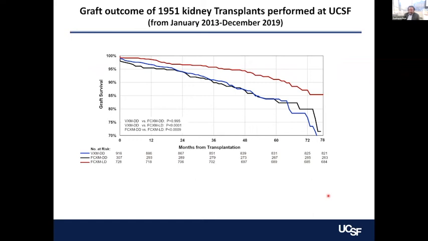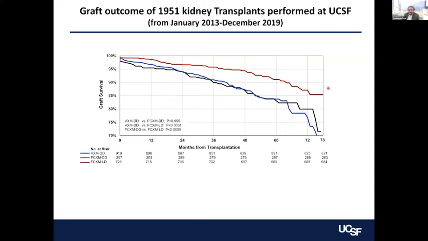So we look at the graft survival data. We did almost 2,000 transplants, and almost 1,000 of them were virtual cross match based transplants. That's the blue line. Then the black is the physical cross match deceased donors. Both are deceased donor. You can see that whether you do a virtual cross match based deceased donor kidney transplant or a physical cross match transplant, you don't see any difference in survival.